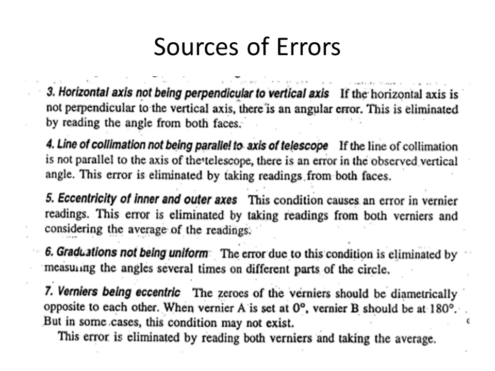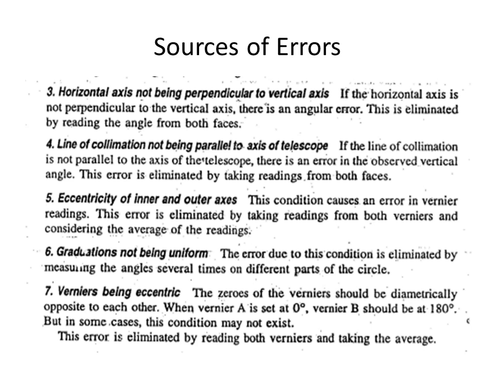Similarly, another source of error is line of collimation not being parallel to the axis of the telescope. In this case, if the line of collimation is not parallel to the axis of the telescope, there is an error in the observed vertical angle. This error is eliminated by taking readings from both faces. Similarly, another source of error is eccentricity of inner and outer axis. This condition causes an error in vernier reading. This error is eliminated by taking readings from both verniers and considering the average of the readings.